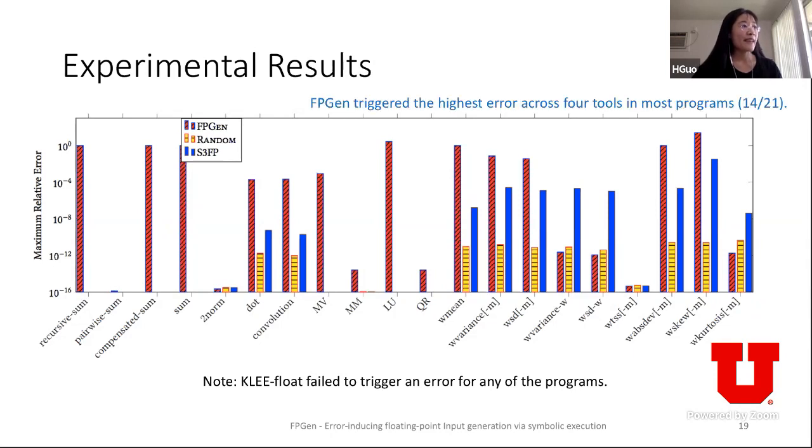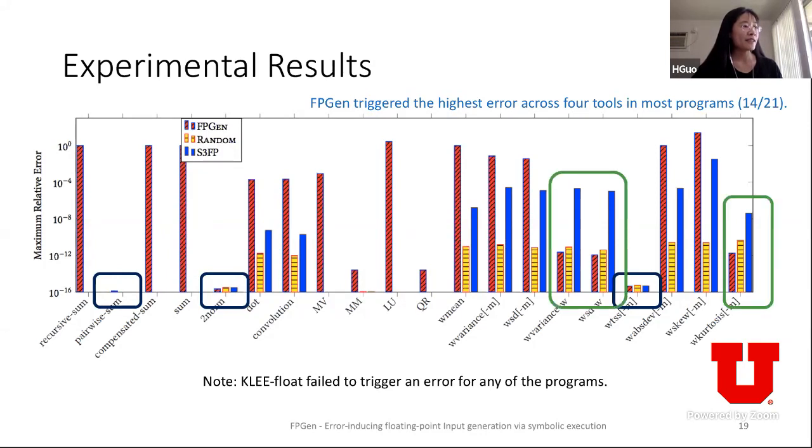As we can see, in most programs, FPGA triggers the highest error. There are 3 programs where none of the tools can trigger a high error. And there are 3 other programs where S3FP triggers the highest error. We guess the reason is that FPGA probably cannot trigger cancellation in these 3 programs.